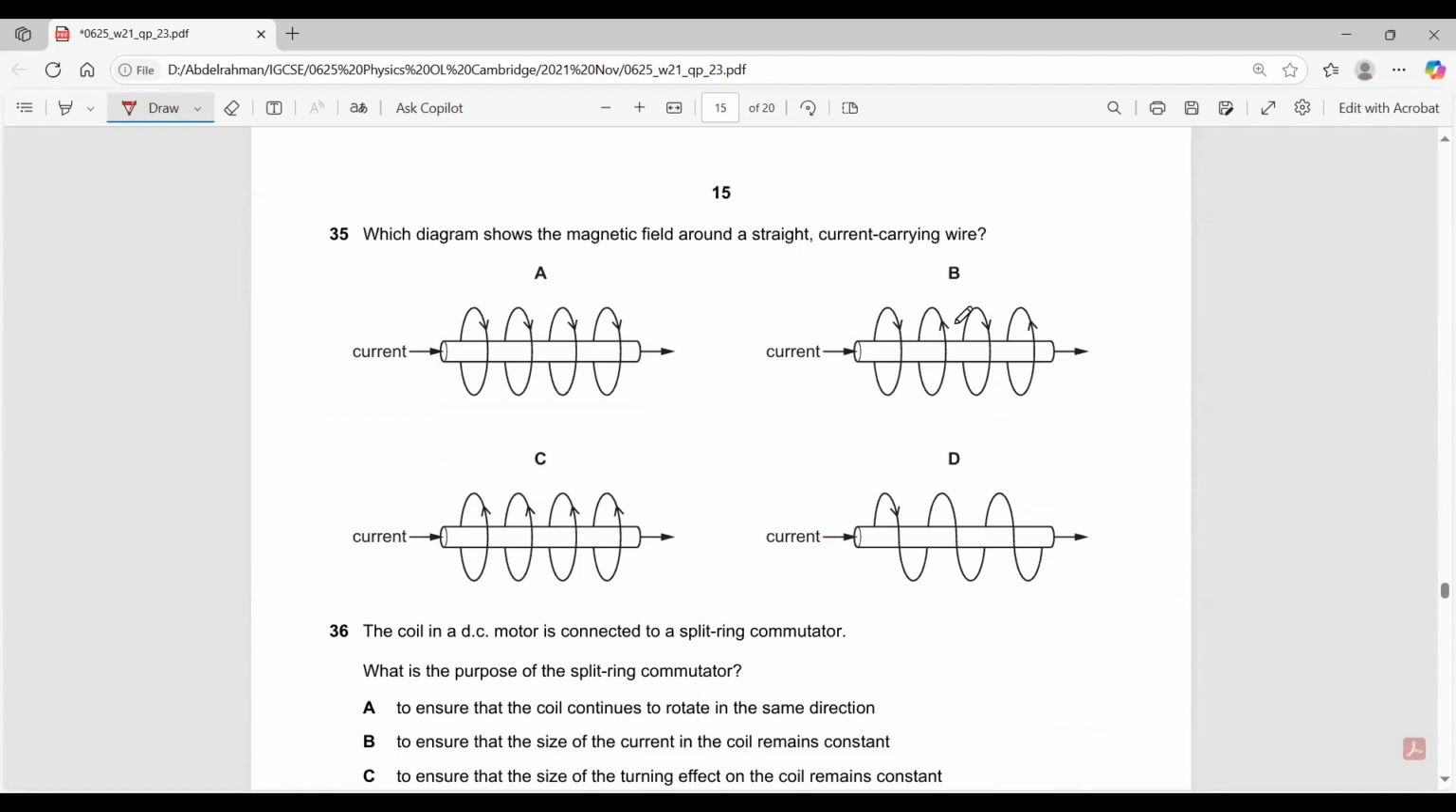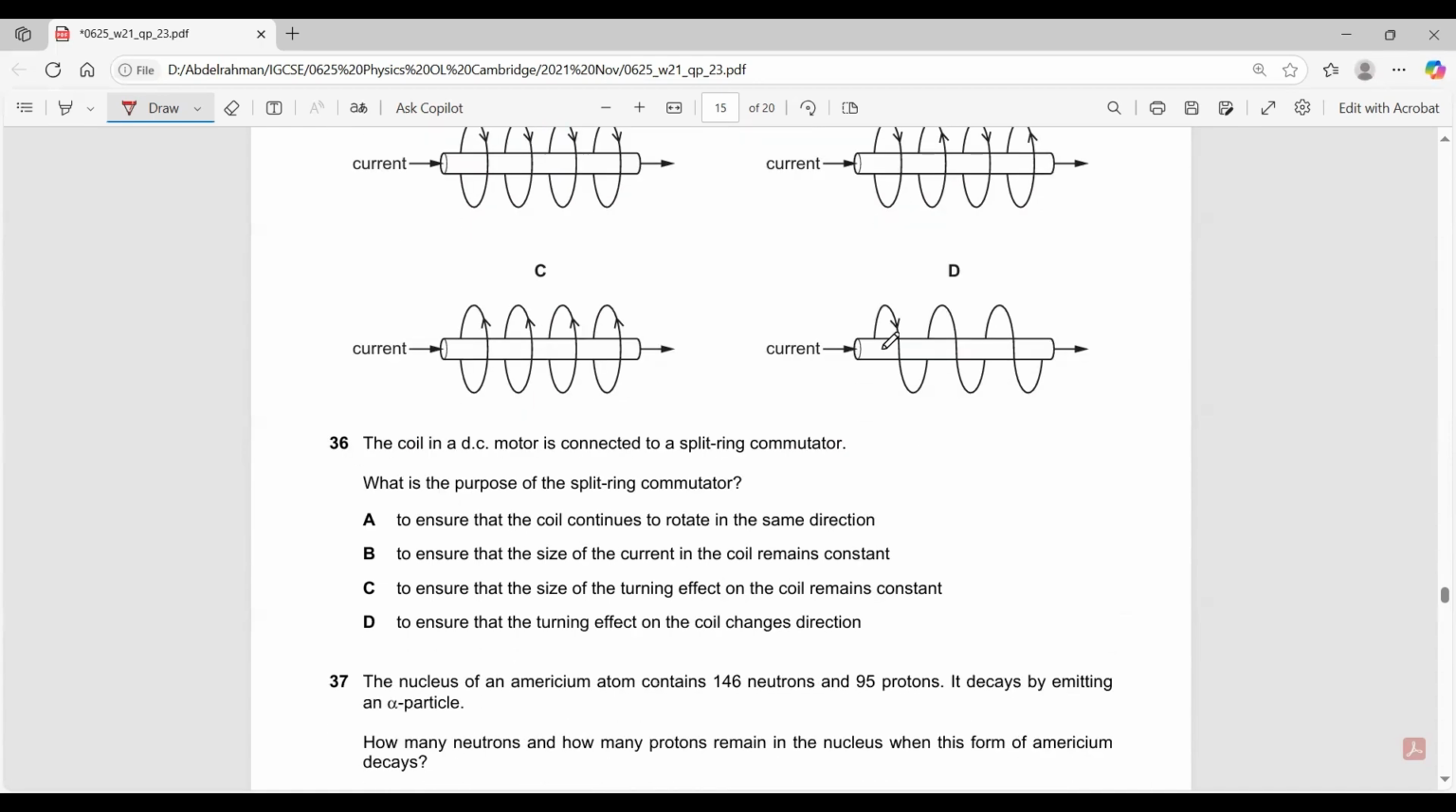Which diagram shows the magnetic field around a straight current carrying wire? Right hand rule, grip, right? So you have the current moving to the right. If you grip your hand, you'd find the magnetic field lines going out of the page as in A. The thumb is the direction of the current, and then just grip your hand. So you'd find the magnetic field lines moving in this direction.